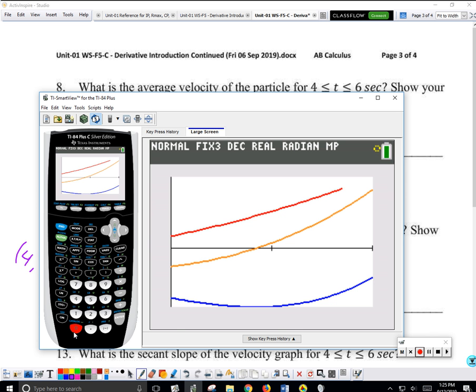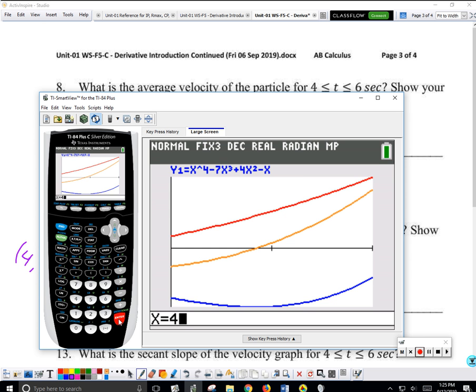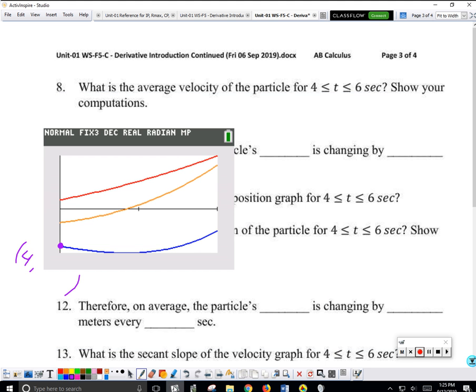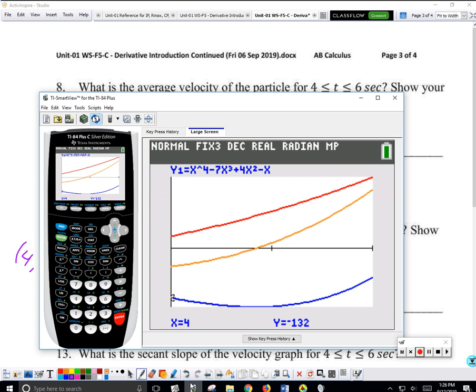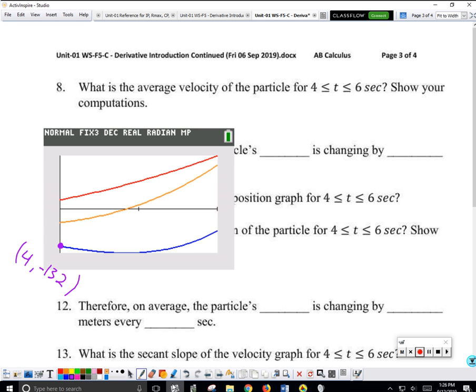So now trace, time 4, position is -132. So back here, -132. And I find the position at time 6, -78. So that's over here.